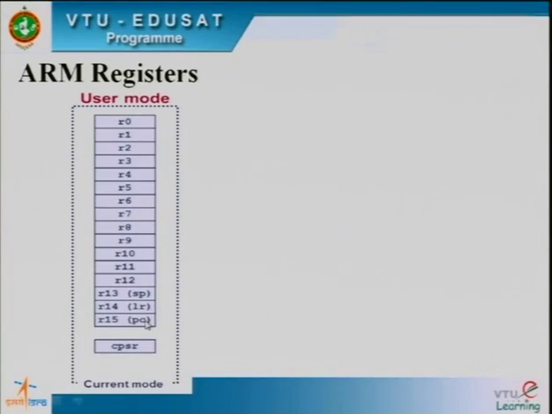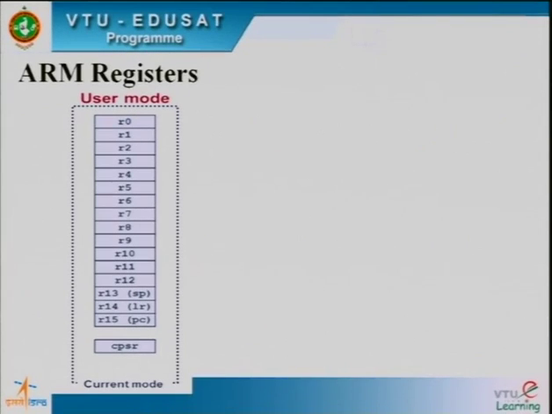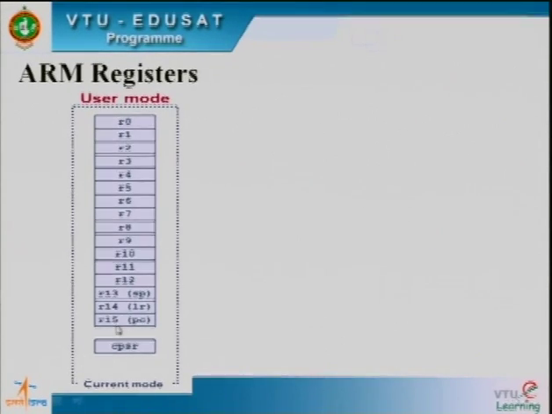That means the link register will be holding the return address. So after execution in the next mode, to come back to the previous mode from where it switched to the interrupt mode or the privileged mode, it makes use of the link register. And R15 is the program counter, which will always be pointing to the address of the next instruction that is to be executed. So that is the PC. R15 is the PC, a special purpose register or specialized register.